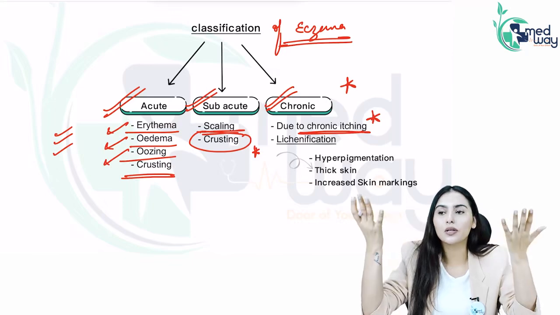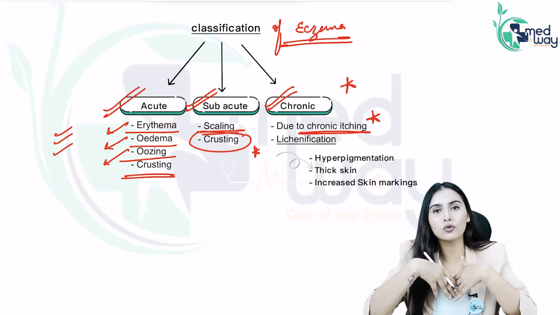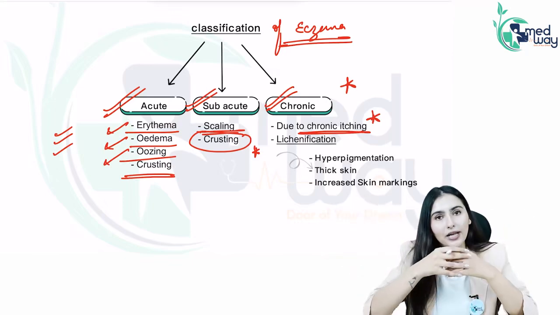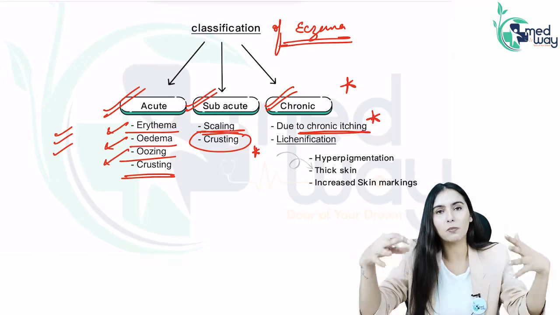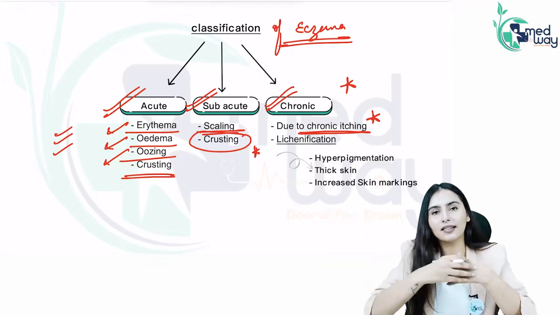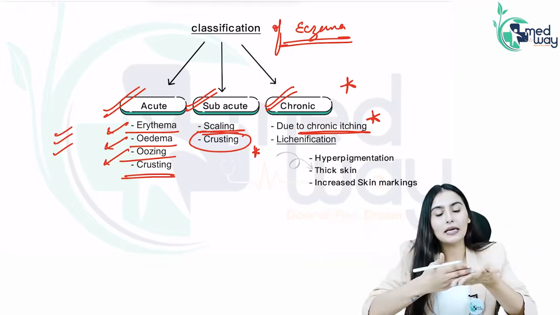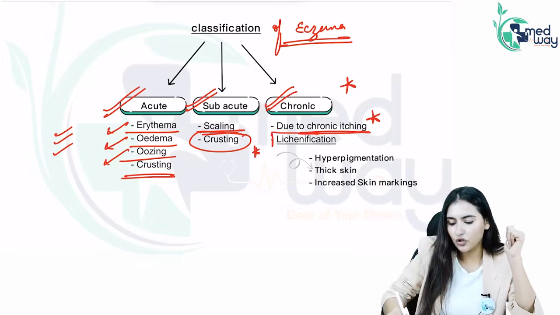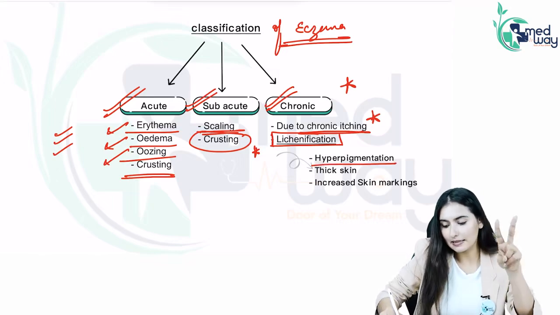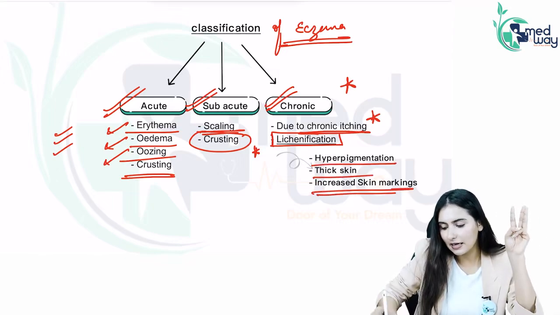Skin will think, this one's not stopping the itching only. I have to do something to protect myself. So to protect itself, skin will become thick in that part. We will increase the barrier, because the barrier is being removed because of itching. So we will increase the barrier. That is thickening. That is lichenification. So in lichenification, there is hyperpigmentation, there is thick skin, and there is increased skin markings.